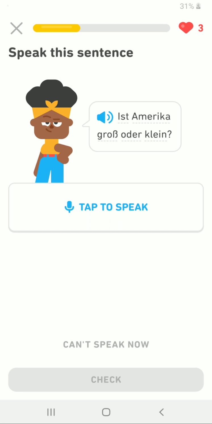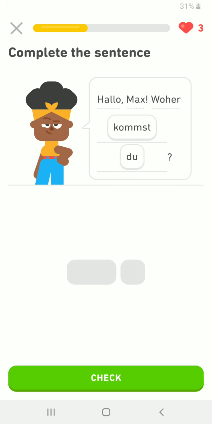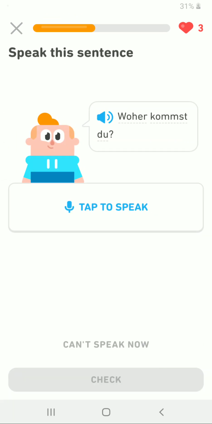Ist Amerika groß oder klein? Oder klein, or big. So big or small. Hallo, Max, woher kommst du? We know this. Woher kommst du?